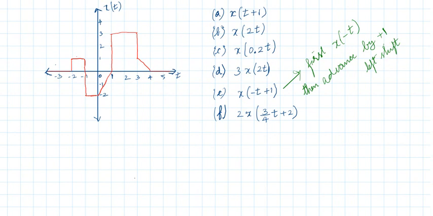Look at the last one. First you have to do 3 by 4 time scaling. Divide all the time by 3 by 4. Then you shift it by plus 2, that is advance by plus 2. Then you multiply the entire signal by 2, which is amplitude scaling. First do time scaling, then time shifting, then amplitude scaling.